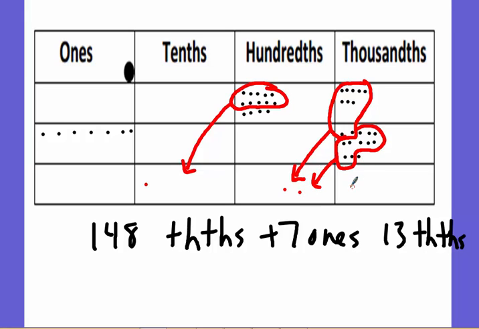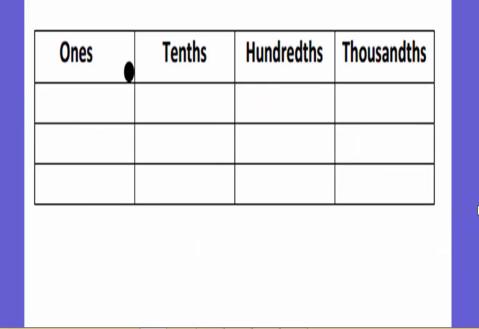There's one guy left over and there's 7 dots here. 4, 5, 6, 7. So I am left with 7 ones, 0.1, 2, 1, or 7 and 121 thousandths. Okay, let's go to our next problem.